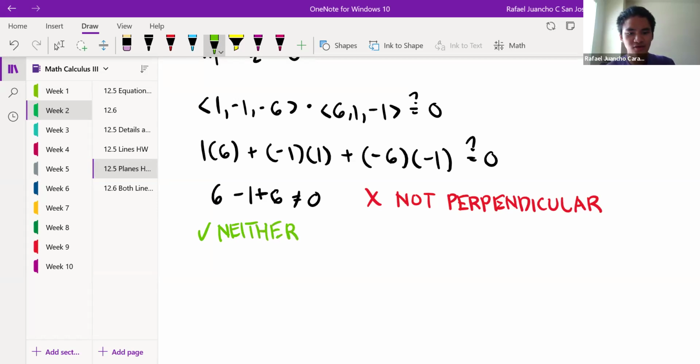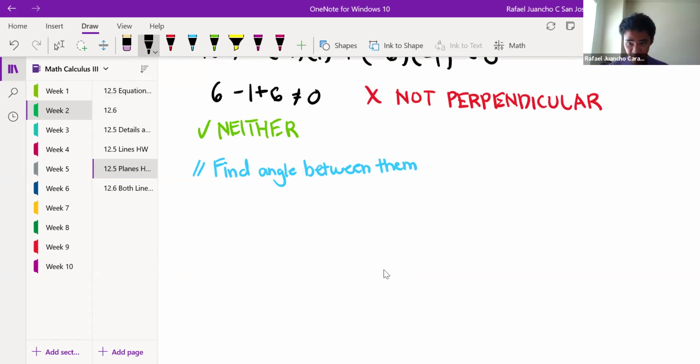Okay. And now what I want to do here is find the angle between them, if it's neither. Because if it's parallel, then there's no angle. If it's perpendicular, it's 90 degrees. But if it's none of them, then it means they intersect. If it's not parallel, it means they intersect. But it's not perpendicular, so they must have an angle. And so how do we do that again?